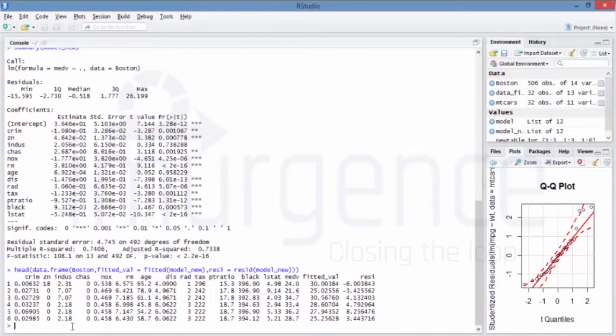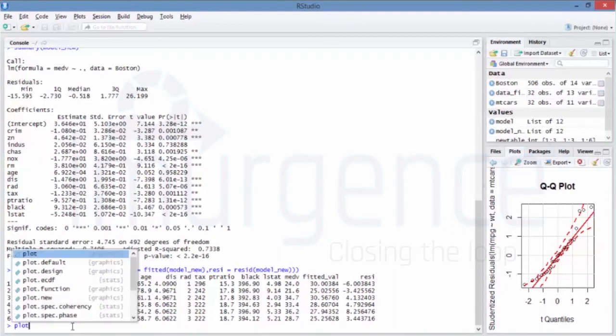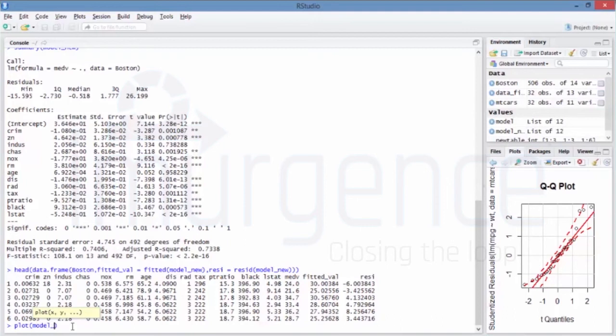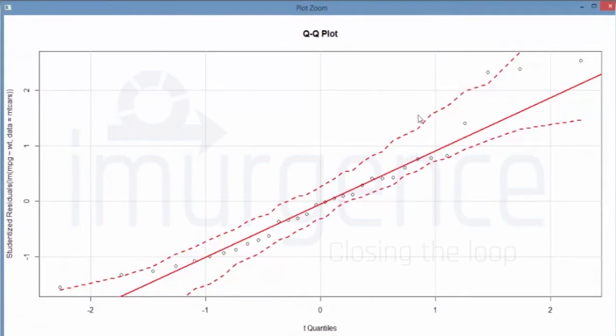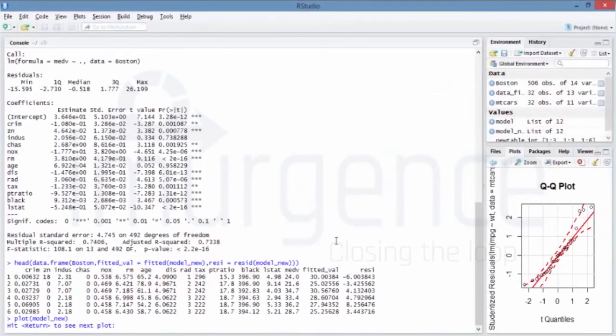So you will get a couple of diagnostic plots. If you want to do that, all you have to do is just say plot, and you can say model underscore new in my case, right? So you'll get these things. There is a QQ plot, so you'll get a first plot which says the QQ plot. I'm just expanding this. So you can see that this is talking about normality. So yes, it's somewhat normally distributed, right? That is the quantile plot, right?